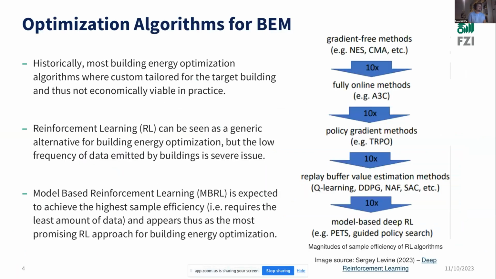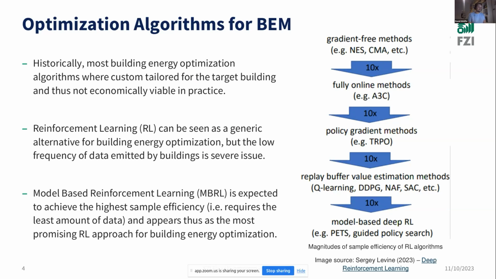I want to have a short recap of optimization algorithms for building energy management. About 6 years ago when I started this PhD position, most works were custom tailored for a specific building, often using mixed integer linear programming. They showed good results in practice, but were so expensive in engineering that they were not viable in practice. So reinforcement learning has emerged in recent years. It seems like it might be a good solution. I think it's not out there yet, but we're working on that, and I think that's also the goal of this workshop.